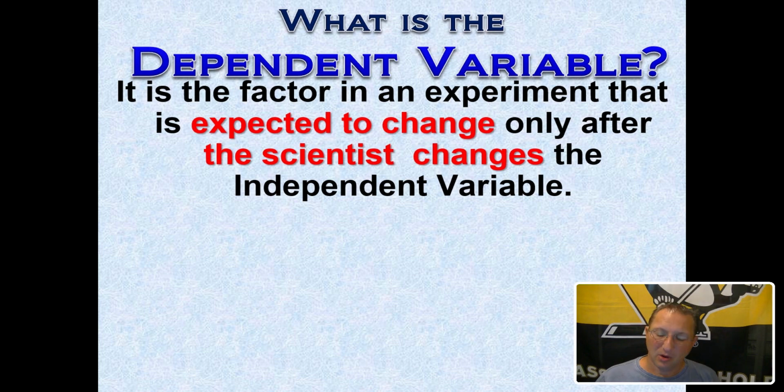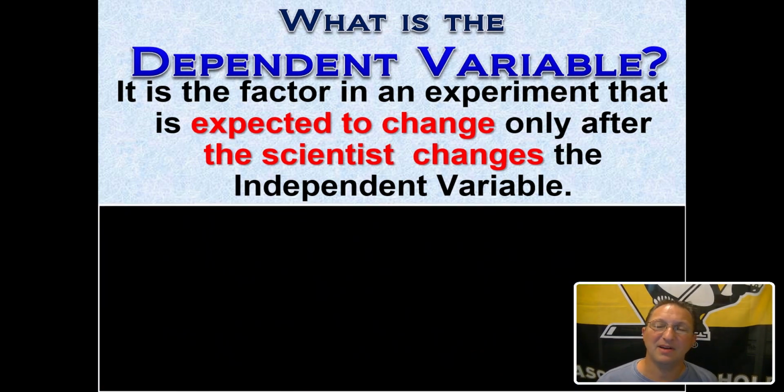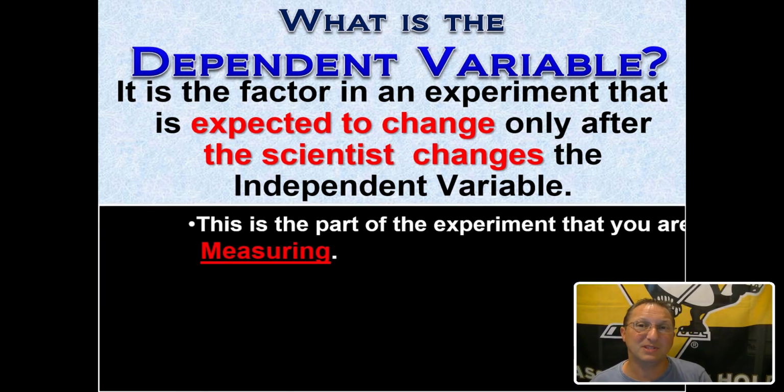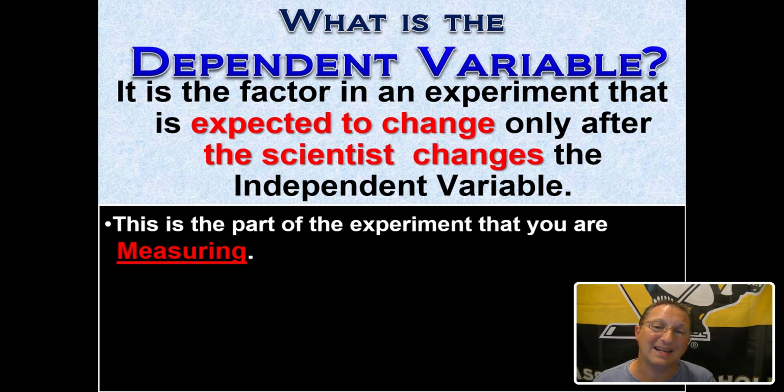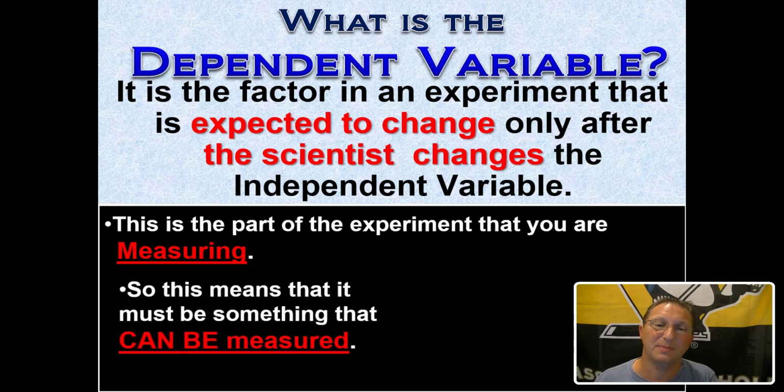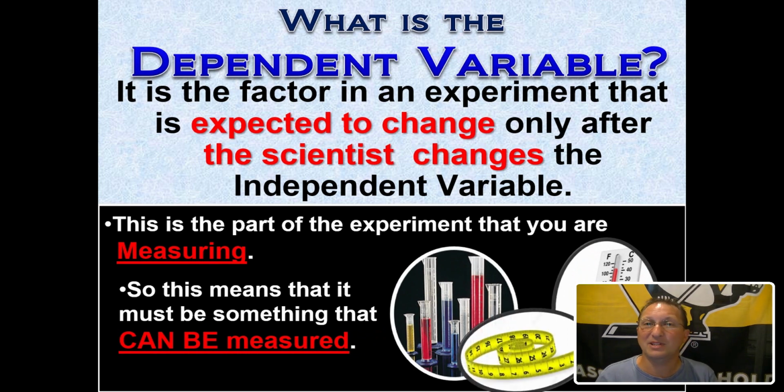So the thing about the dependent variable is we have to be very specific with that. It has to be something that we can measure. So when you're collecting your data, this is your dependent variable. Your data that you're collecting is your dependent variable. So it has to be something we can measure, whether it's length or temperature or volume or whatever. But it has to be quantitative data for sure.